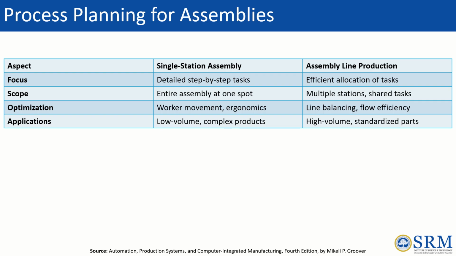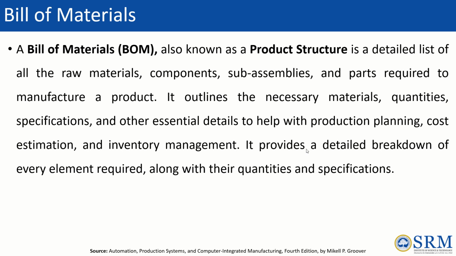Coming to the differences between single station versus assembly line. Single station assembly focuses on detailed tasks performed at one location, and it is suitable for low volume production, whereas assembly line production distributes tasks across multiple stations and is ideal for high volume standardized products. Each approach has its own advantage depending on production requirements.